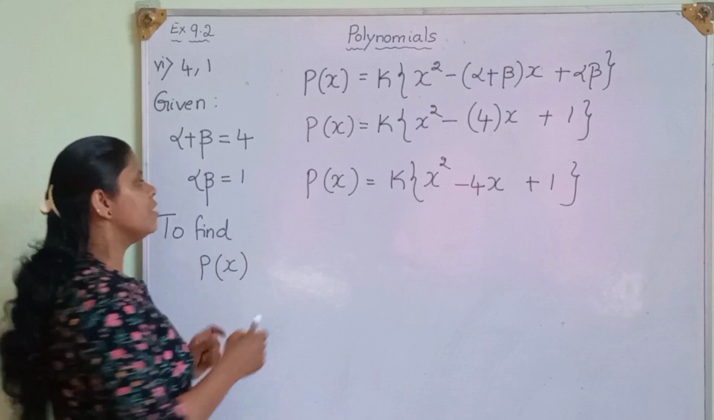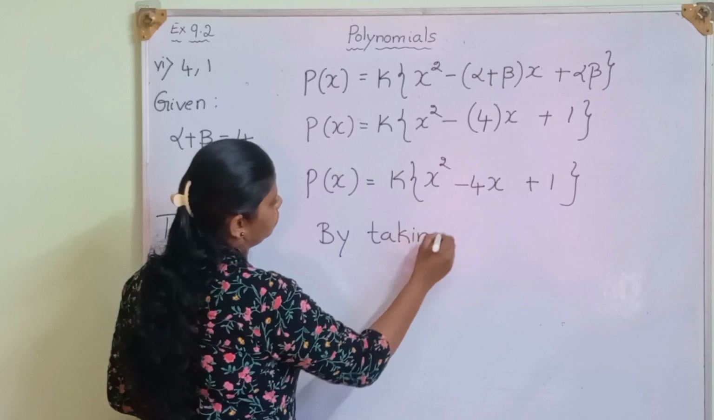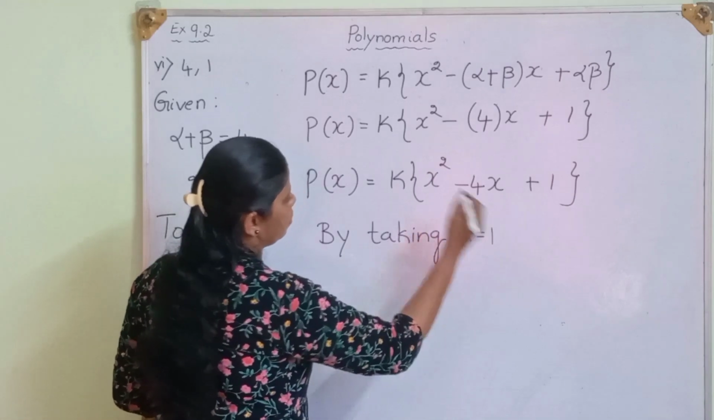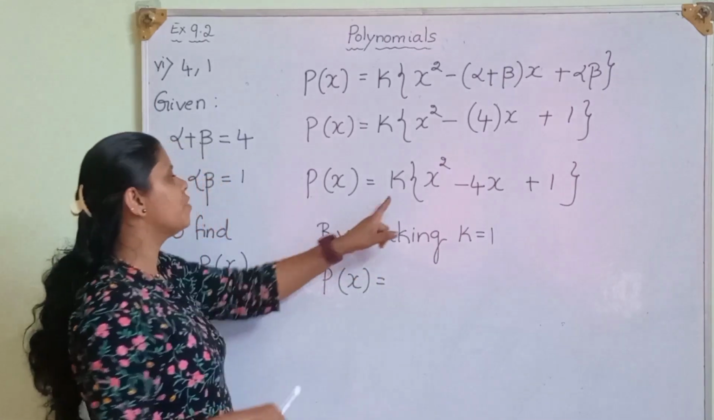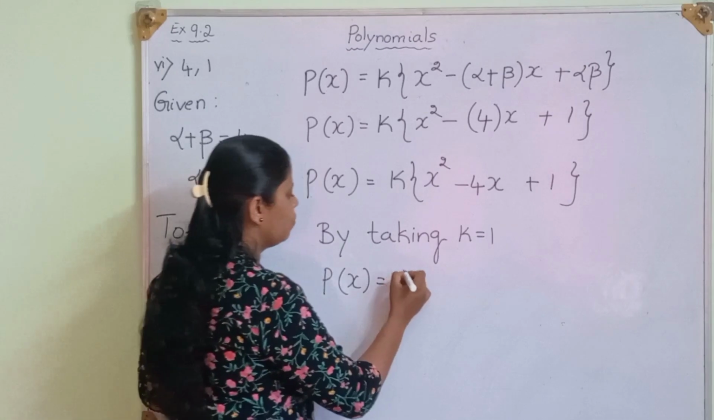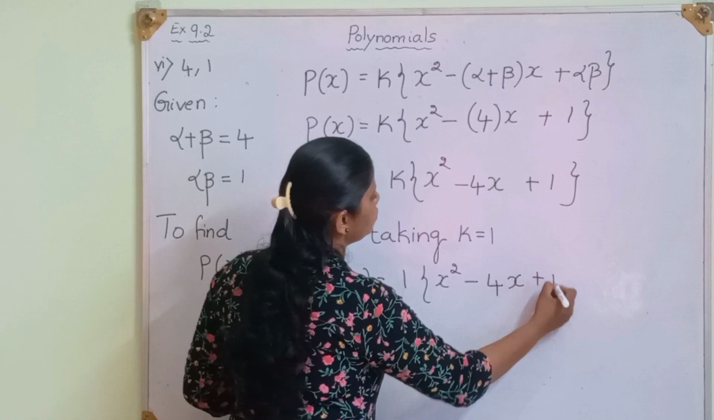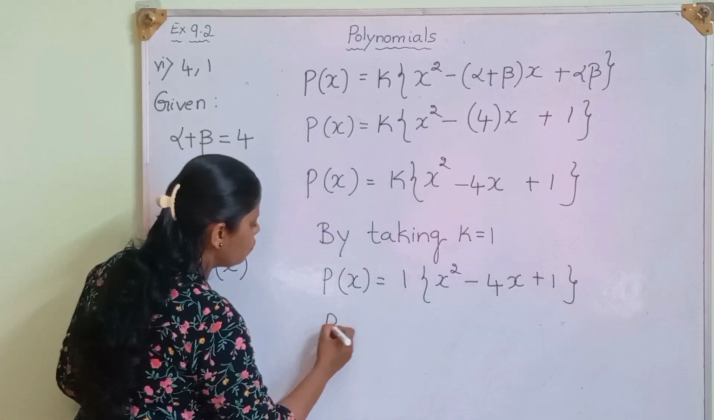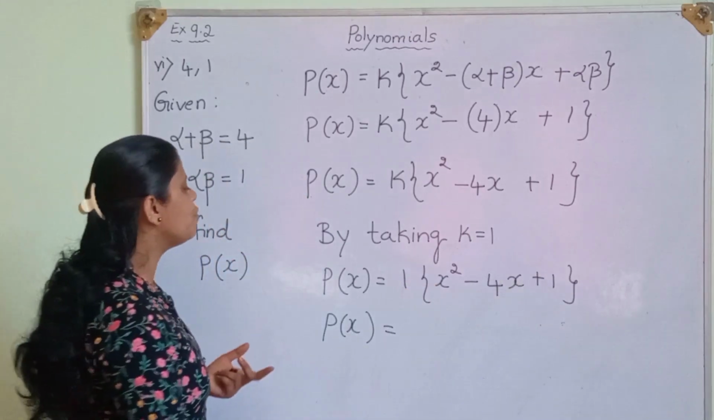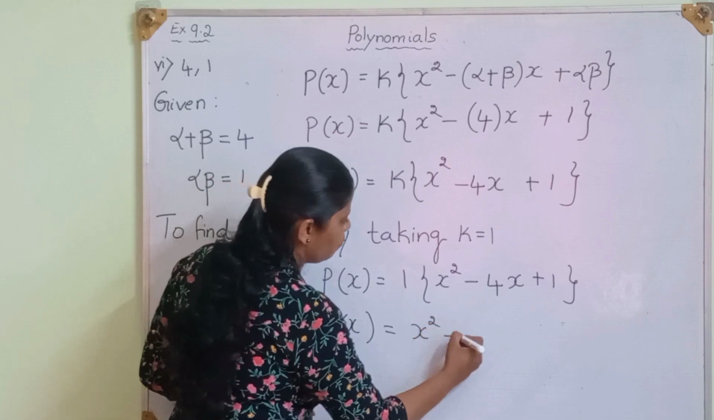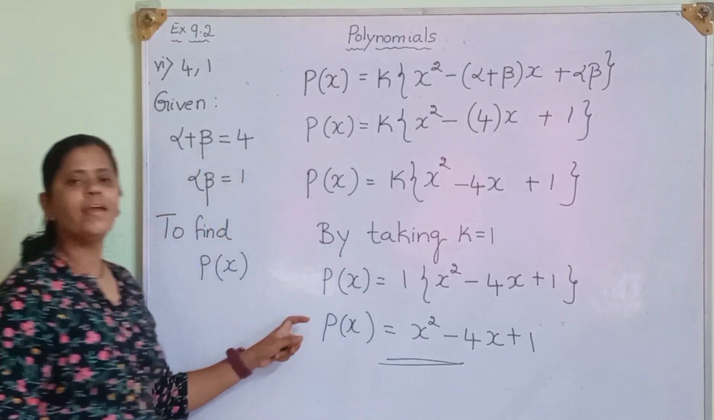Now let us take k is equal to 1. By taking k is equal to 1, P of x is equal to, in the place of k, let us substitute 1, x square minus 4x plus 1. P of x is equal to 1 into this one. It is what? Same we will get. That is x square minus 4x plus 1. This is our required polynomial.